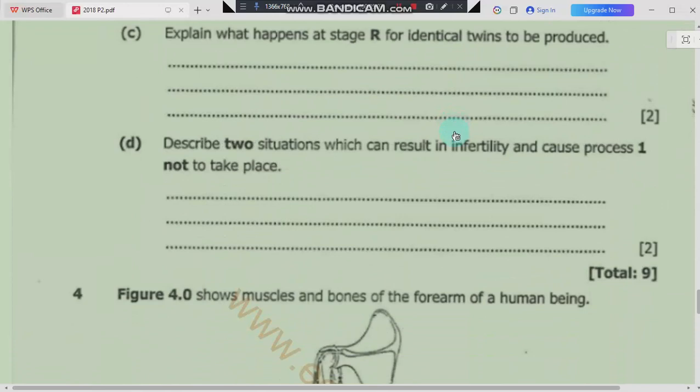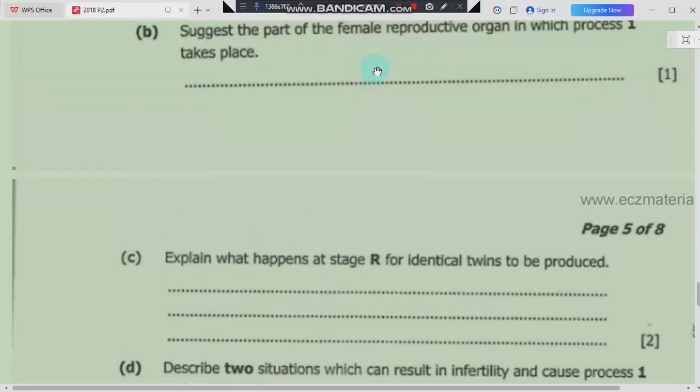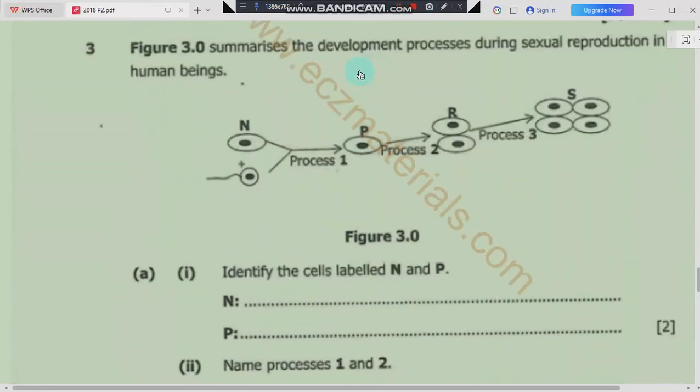Then we go on to D. D says describe two situations which can result in infertility and cause process 1 not to take place. So they are asking for us to suggest two situations that can result in infertility and cause process 1, which is known as fertilization, not to take place. So what are the situations that will cause infertility, causing fertilization not to occur? One of the reasons is when there is a low sperm count. So this is going to cause fertilization not to occur.